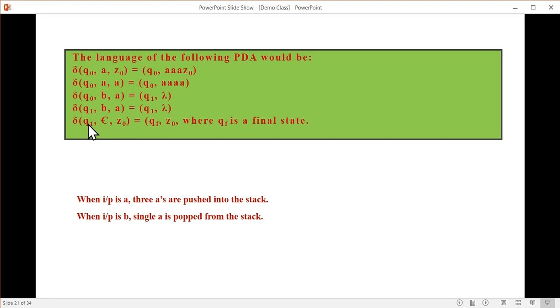The current state is Q1 and empty, which means there is no input. Then the top of the stack is Z0, which means all A's are popped from the stack. All inserted A's are popped from the stack. Then we reach the final state, that is QF. QF indicates the final state of the transition function. So the concept here is, when the input is A, three A's are pushed into the stack. When the input is B, the single A is popped from the stack.